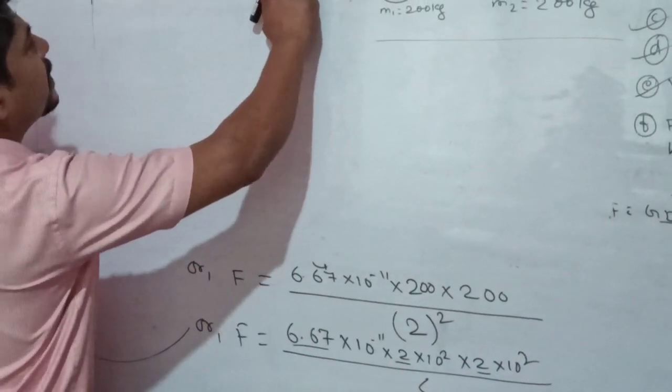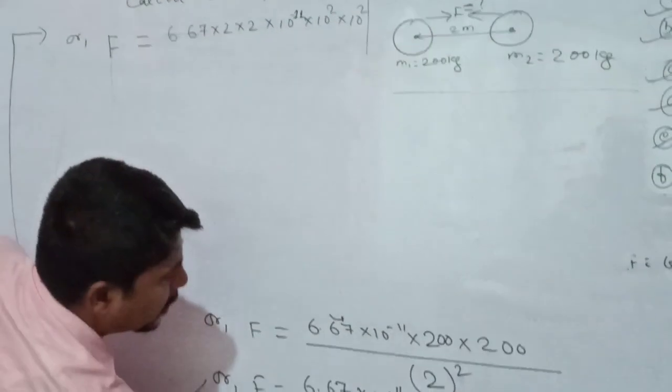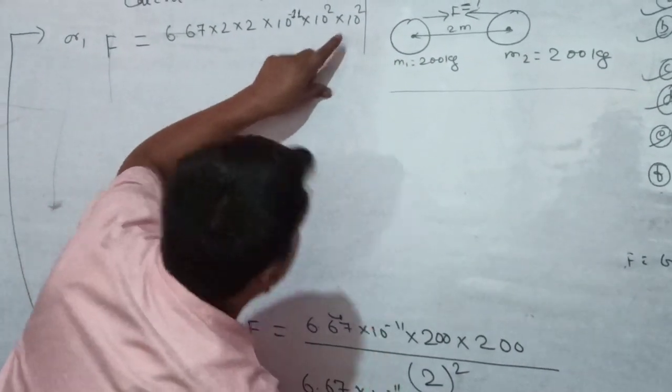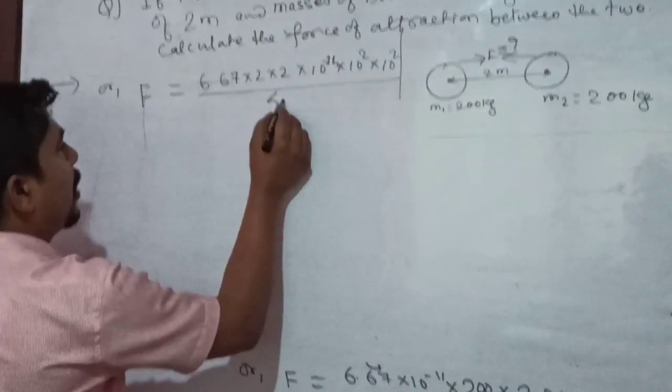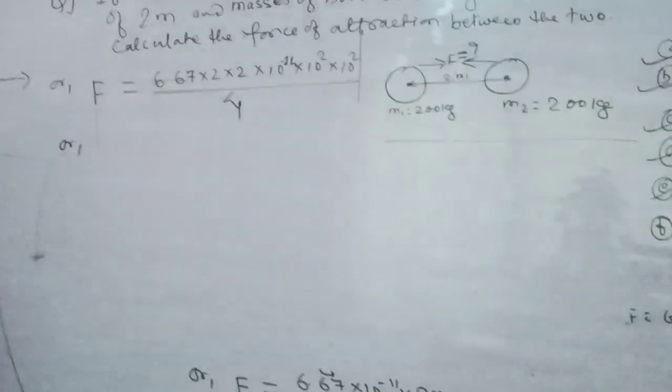Now in the powers of 10, here is 10 to the power minus 11, and then 10 to the power 2 and 10 to the power 2 come here. Above that there is the square of 2, which is 4. Is this clear? Now you can use your calculators.